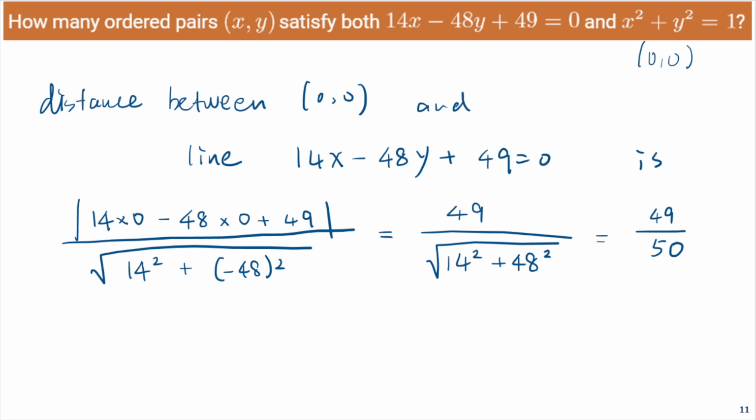So the distance between the center of that circle and the line is actually less than the radius of that circle. Then we know the line goes inside the circle, right? Which means it will intersect the circle twice. And this tells us that there are 2 ordered pairs.